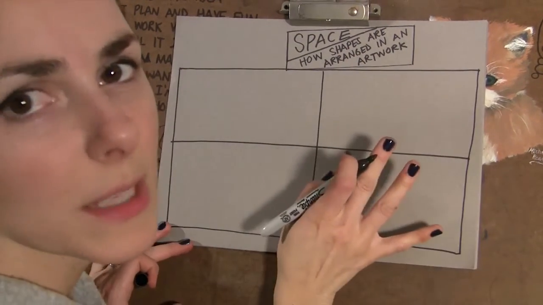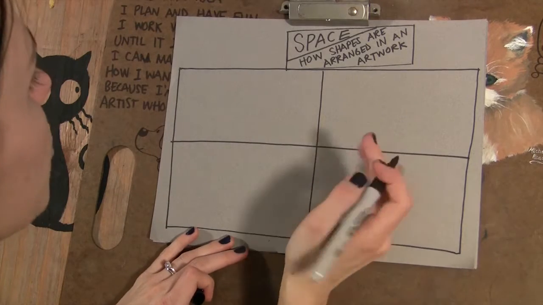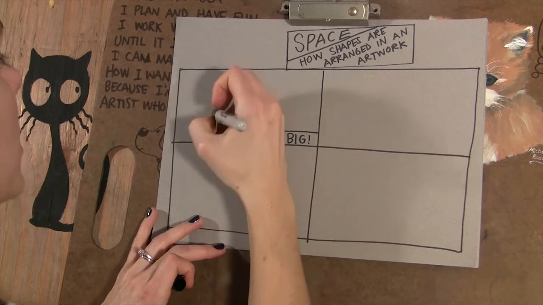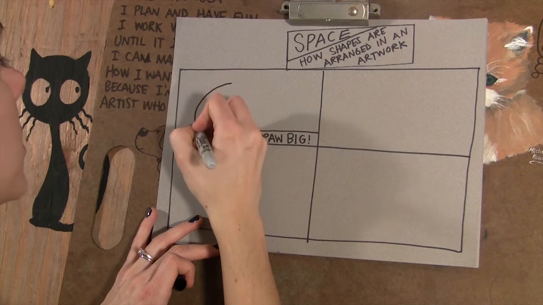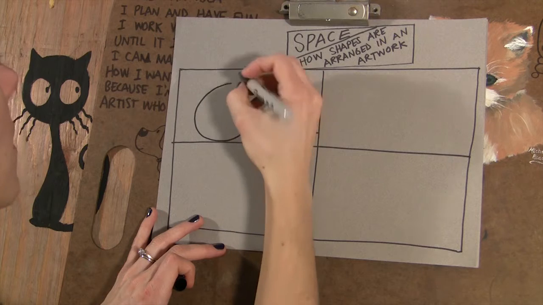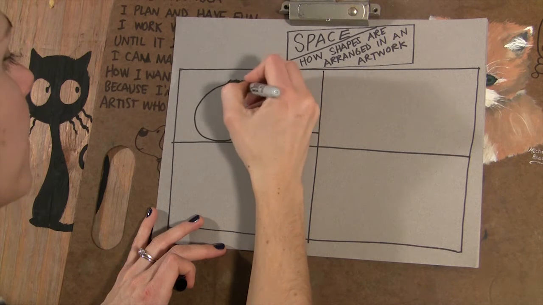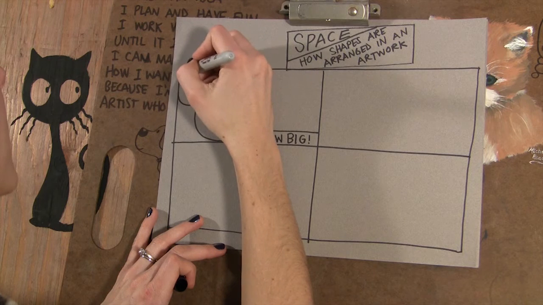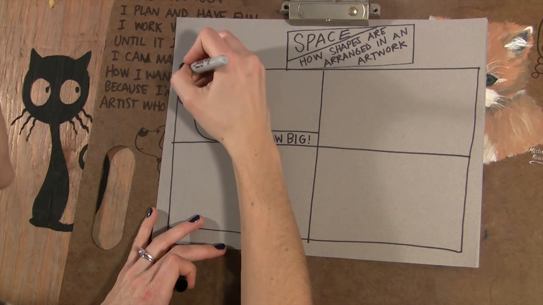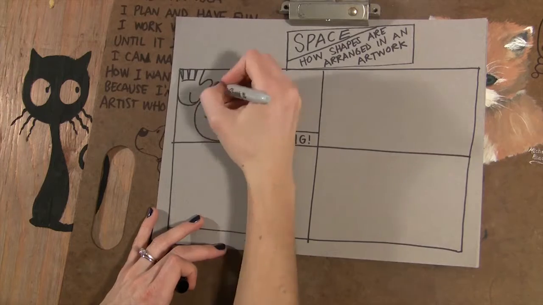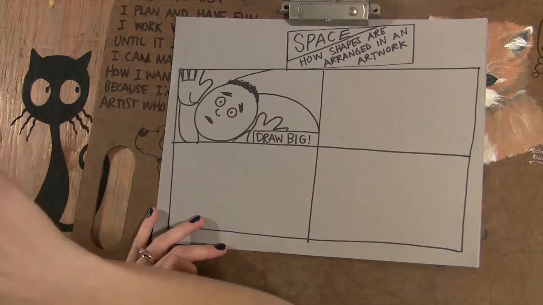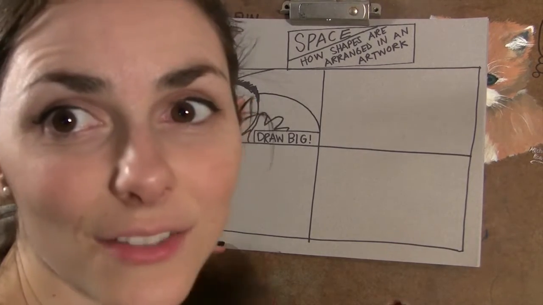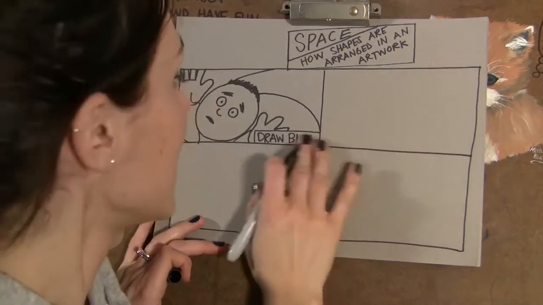So one way to create space would be to draw really big. So drawing big would be when you draw so large that there's just no more room. There's so little room left that things are going off the page. See how he is like filling up that space? It's creating a sense of an amount of space in that room.